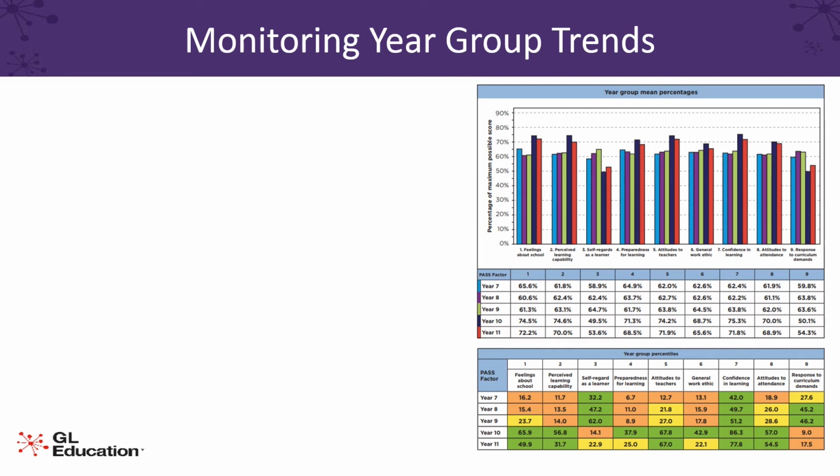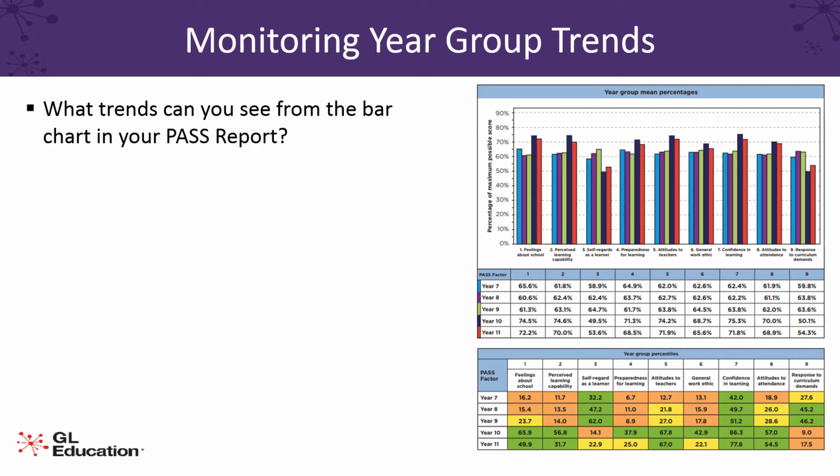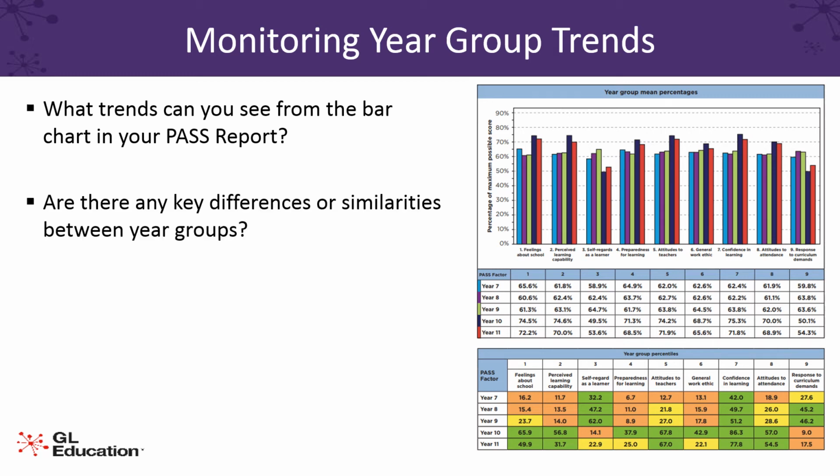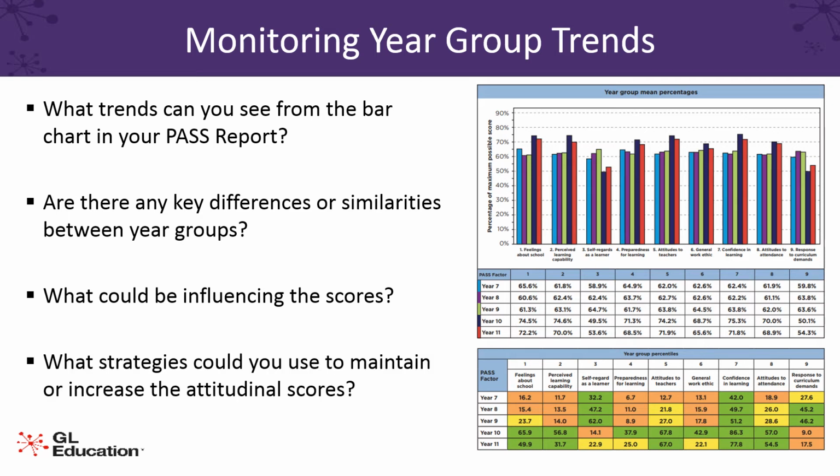When looking at your own report, you can consider the following questions. What trends can you see from the bar chart in your PASS report? Are there any key differences or similarities between year groups? What could be influencing the scores? And then, what strategies could you use to maintain or increase the attitudinal scores? Remember, you can use the PASS interventions for ideas for this last question. You may wish to pause the video again now to carry out this analysis with your own data.